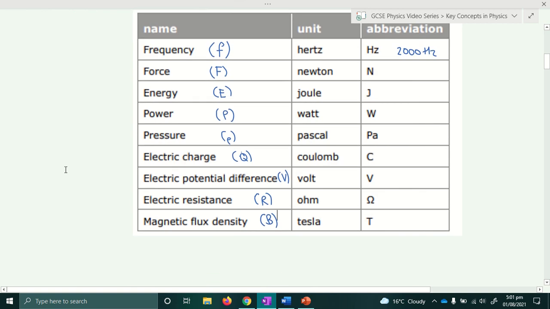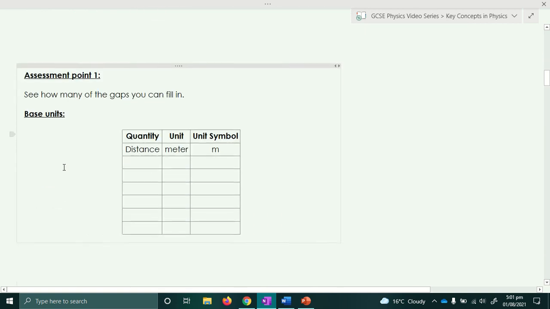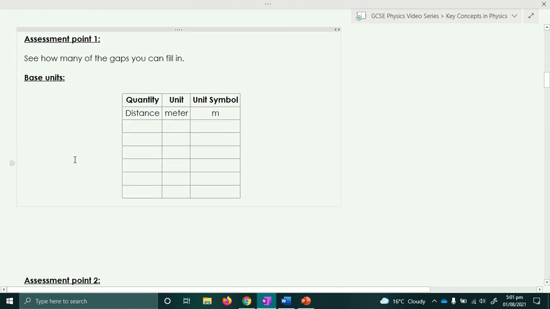Okay, so what we're going to do now is we're going to have a first of our kind of assessment checkpoints.